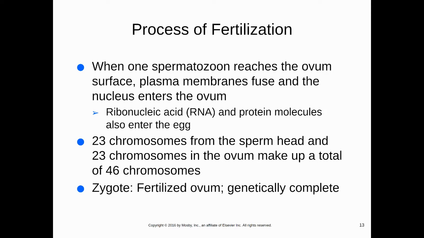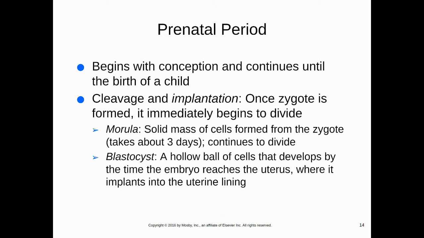Okay. In addition, you also get the RNA and protein molecules from the sperm. They also enter into the egg, so that you don't have to immediately go through cell division. When you go through cell division, obviously there's not going to be a situation of you needing to have different proteins developed right away. Okay, so essentially this continues until birth.